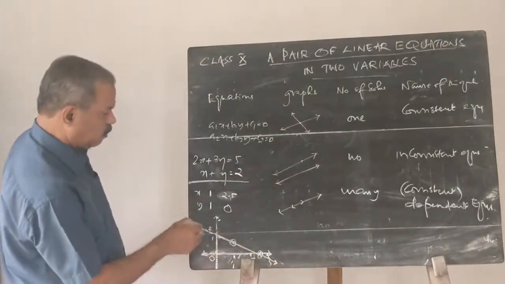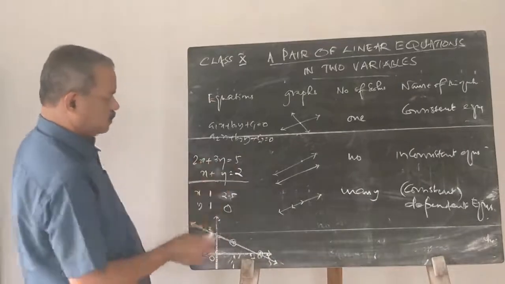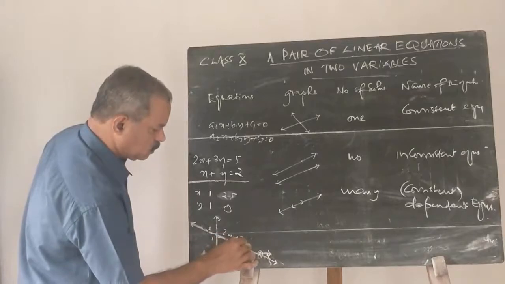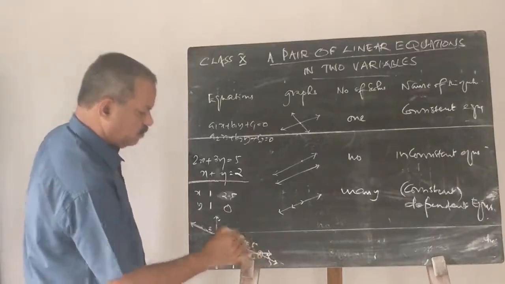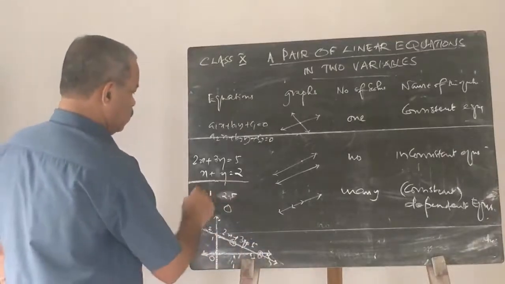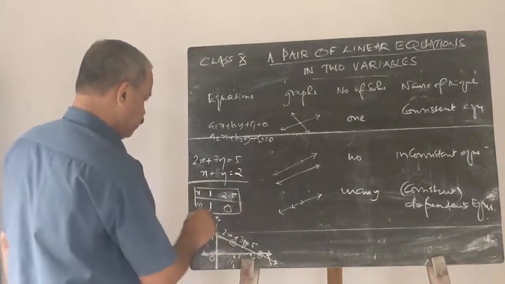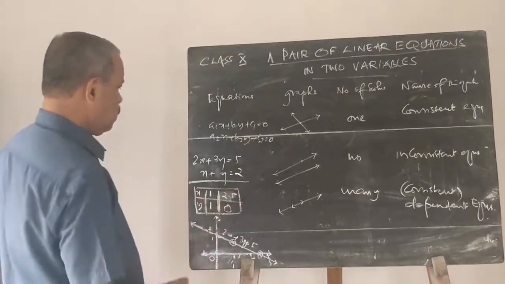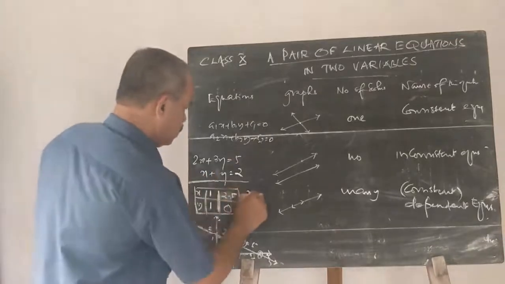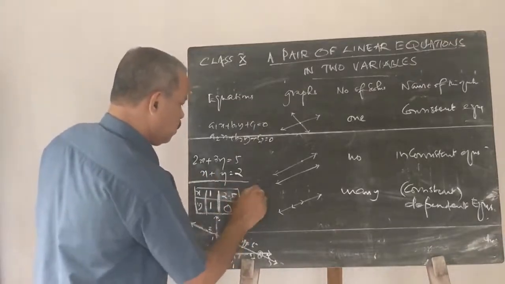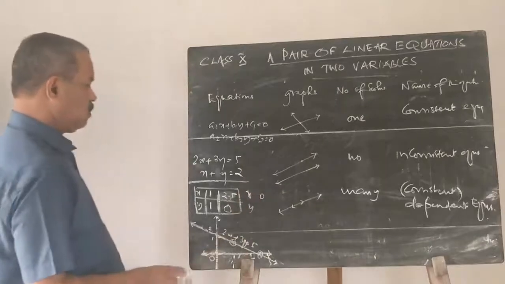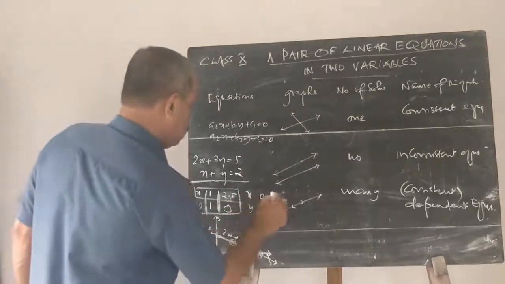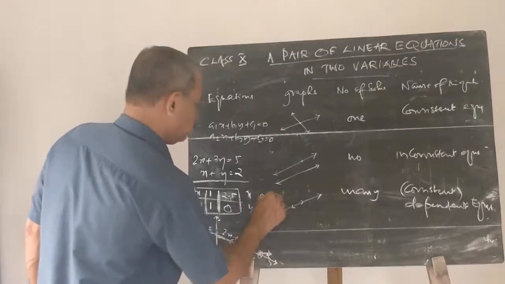This is a graph of the equation 2x plus 3y equal to 5. Then consider the second equation, x plus y equal to 2. If x equal to 0, then y equal to 2. If y equal to 0, x equal to 2.